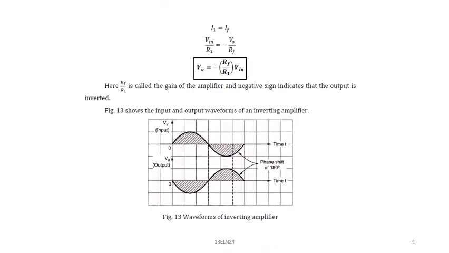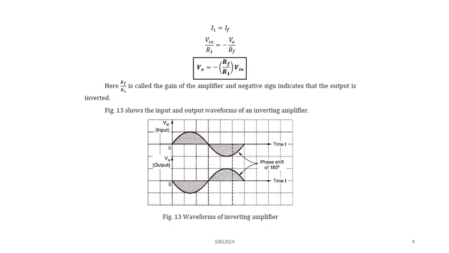What is the equation for I1? I1 is Vin by R1 and IF is minus V0 by RF. So therefore V0 is equal to minus RF by R1 into Vin. So here RF by R1 is called the gain of the amplifier, and the negative sign indicates that the output is inverted.